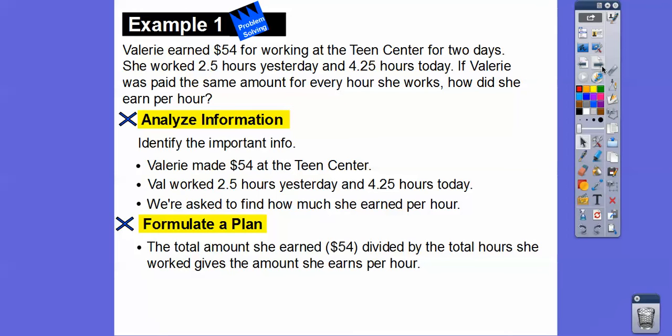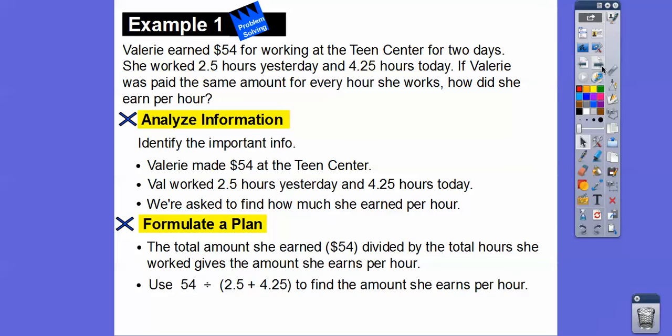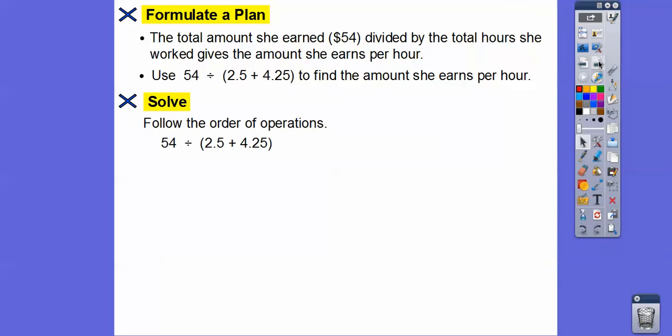So the total amount she earned is $54, and we're going to divide that by the total hours she worked. So we're going to add those two hours together. So it's going to be the $54 divided by how many hours she worked. So let's just slide that up so we have more room. Okay, so let's go ahead and solve.